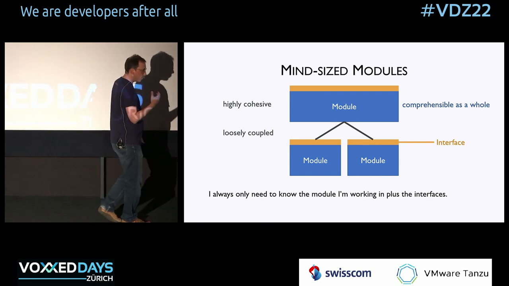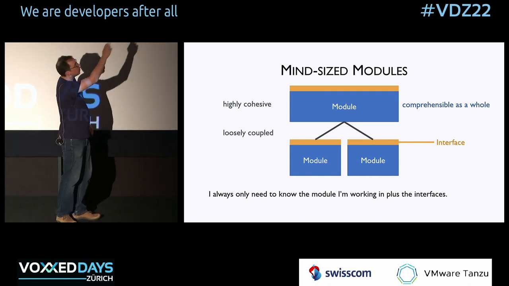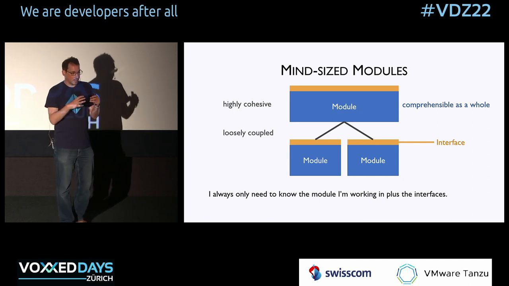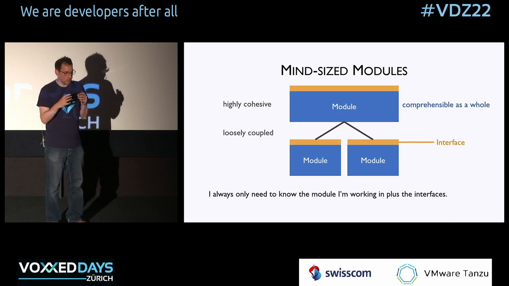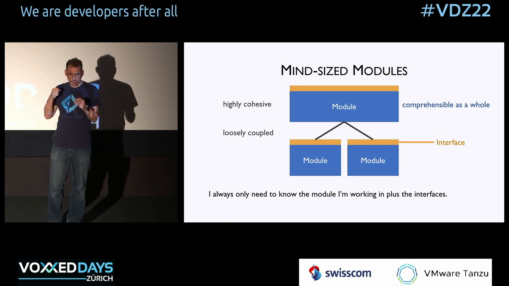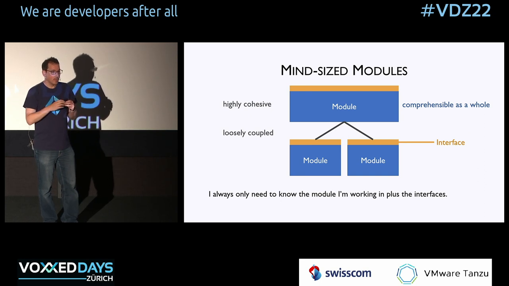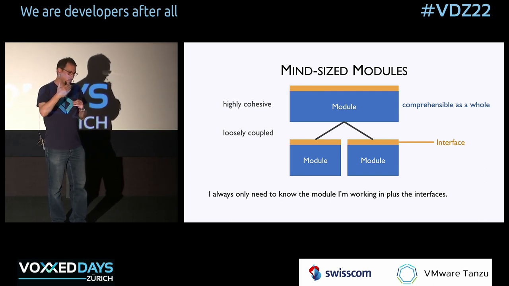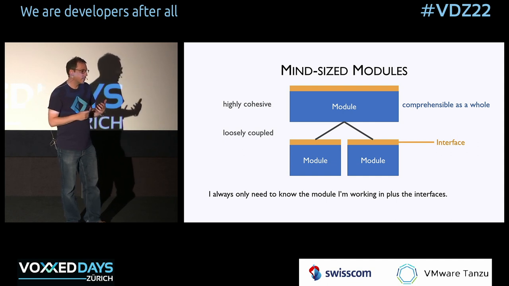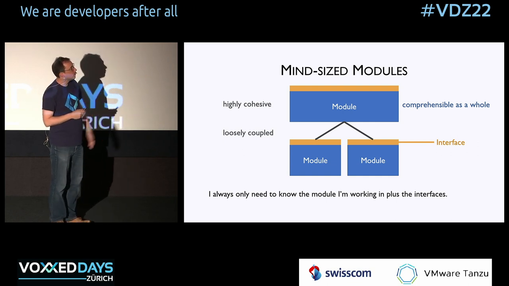And when you are working in a module, in the code, in the model above, the only thing you have to know is the stuff in this model. But that should be highly cohesive, that should belong together. You can't take something out, it wouldn't work. And you have to know the interfaces, the contracts of the modules you are interacting with, the modules at the bottom.